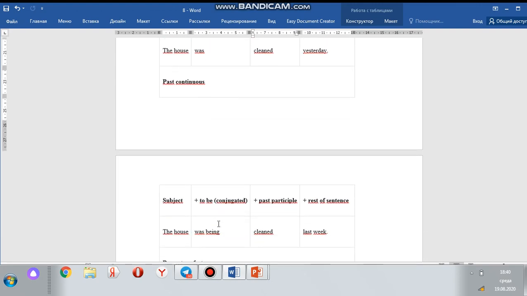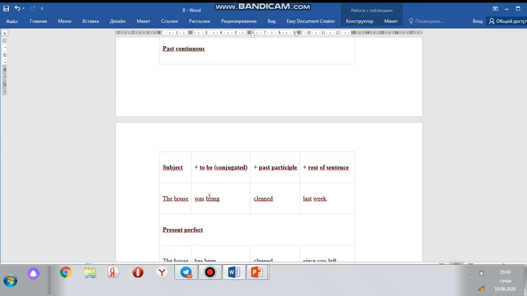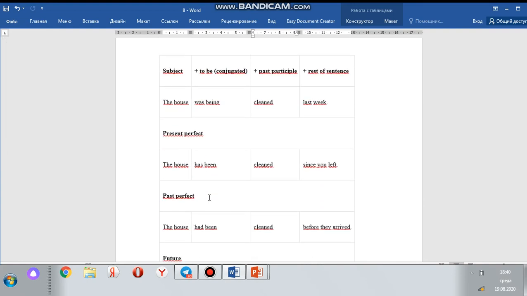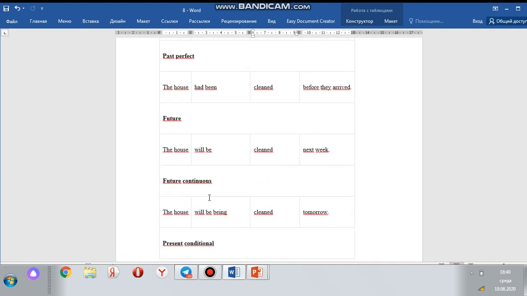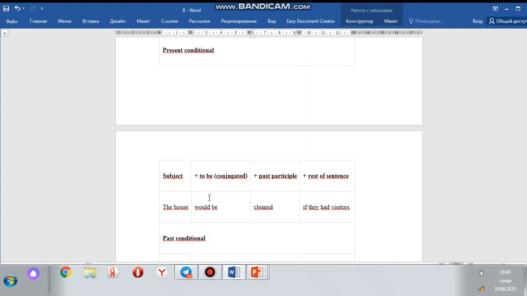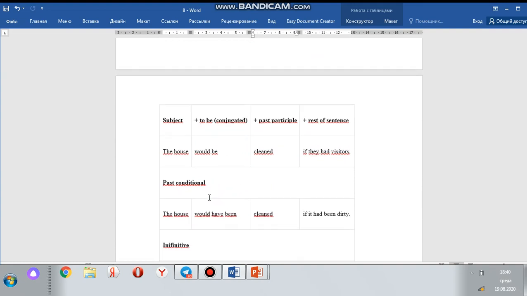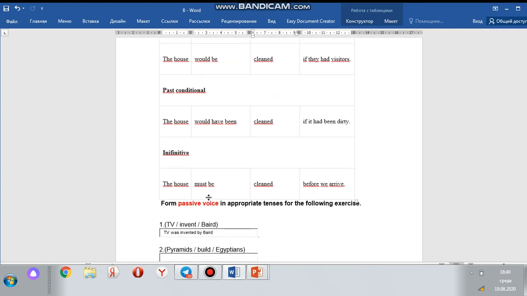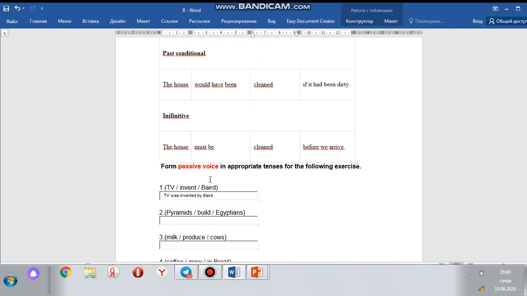And then comes past continuous, present perfect, past perfect, future, future continuous, present conditional, past conditional, infinitive forms. Now, dear students, you should form passive voice in appropriate tenses for the following exercise.